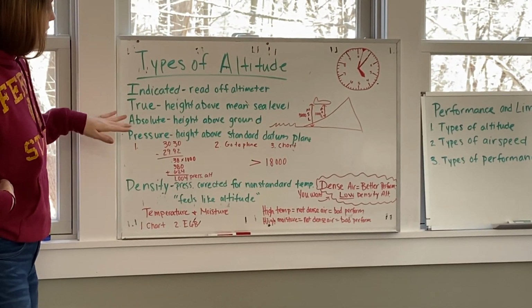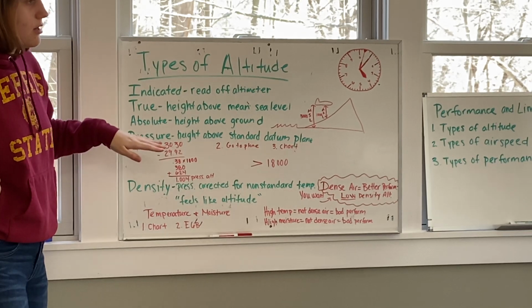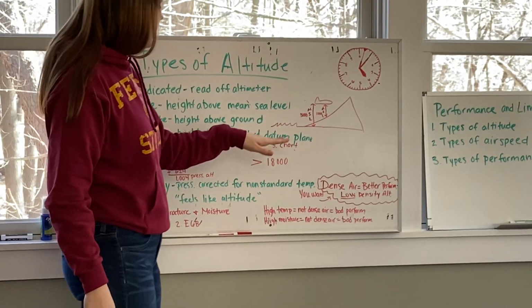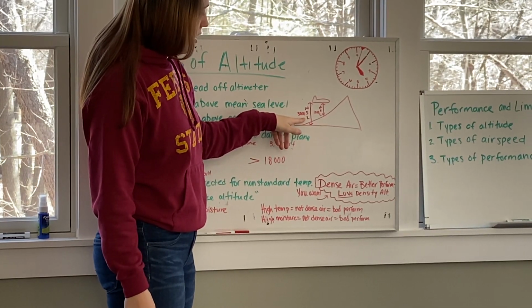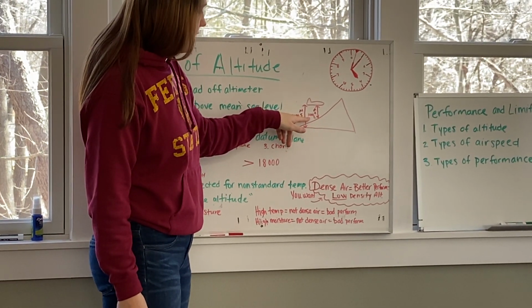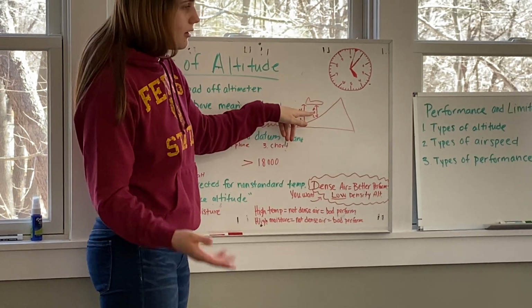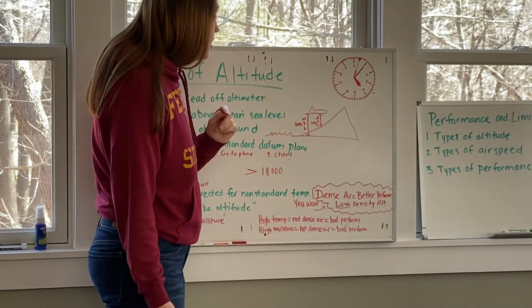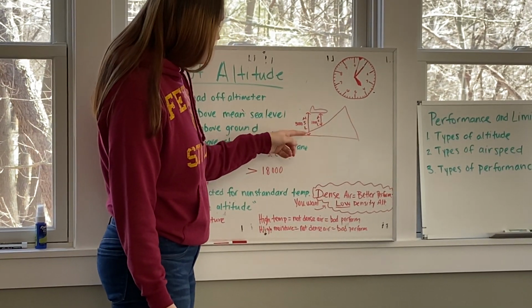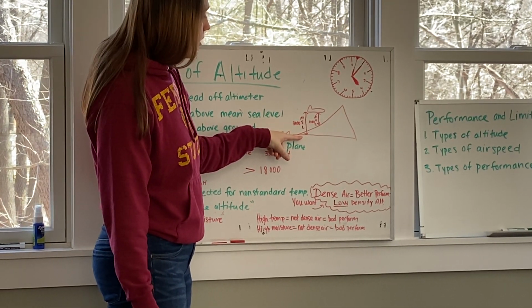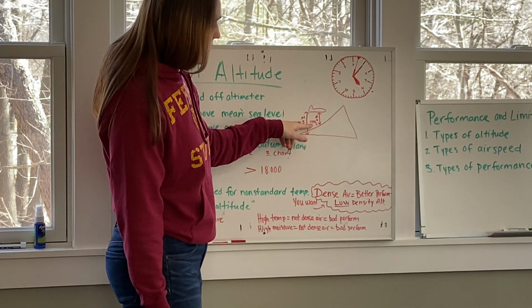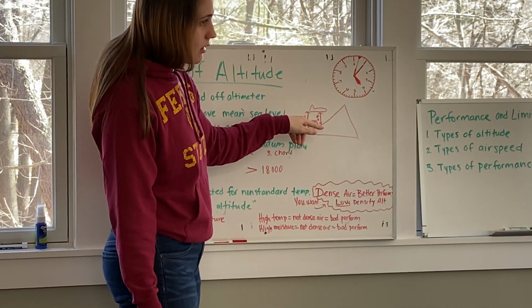Okay, so then your absolute altitude is your height above the ground. So I just made up numbers over here. This says 3,000 MSL for mean sea level, and this says 1,000 AGL, above ground level. So right now this plane is 3,000 feet above sea level, but it's only 1,000 feet above this mountain.